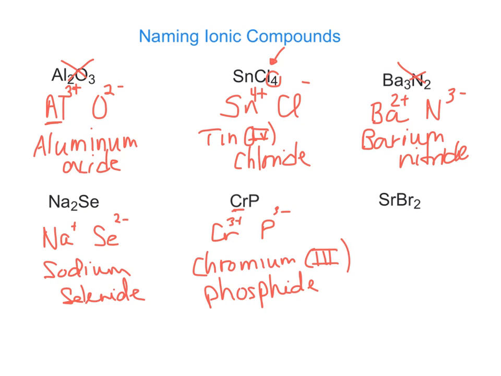Alright, and then Sr and Br. Br is 1-, Sr is 2+. Not a transition metal, so just strontium bromide. But notice every time I have to ask myself if that metal is a transition metal or not. So let's see if we can do it now with polyatomic ions.